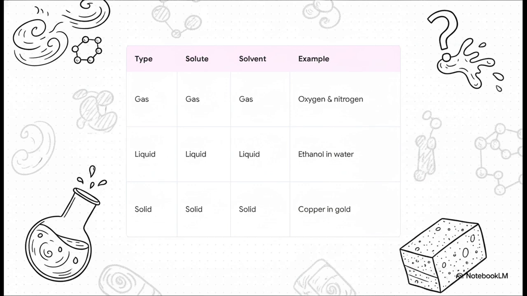Sure, you can have a gaseous solution, like the oxygen and nitrogen mixture we're all breathing right now. You've got your classic liquid solutions, like ethanol dissolved in water, but you can even have solid solutions. A perfect example of a solid solution is copper dissolved completely uniformly in gold.